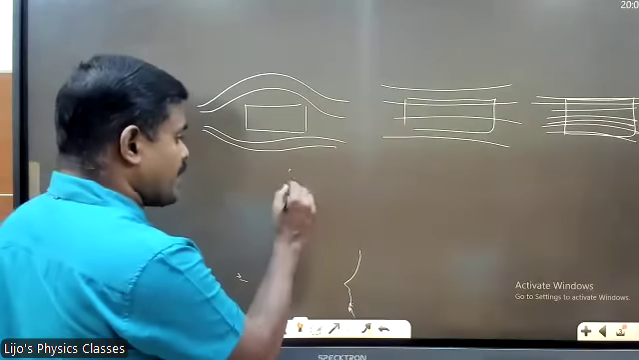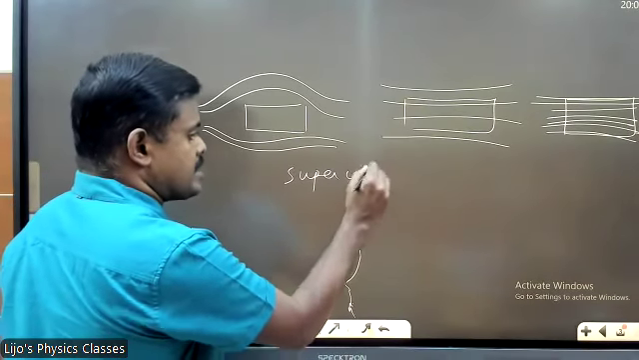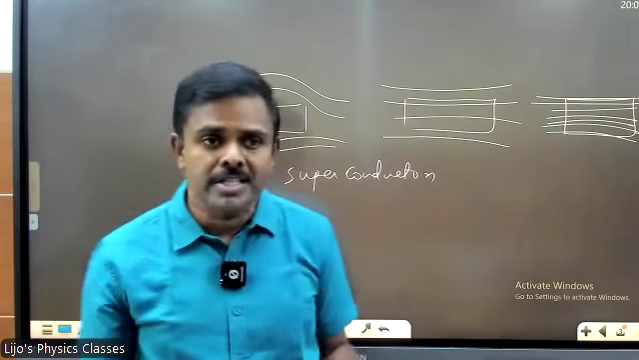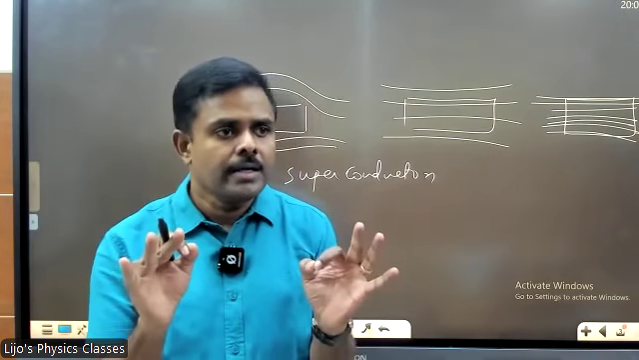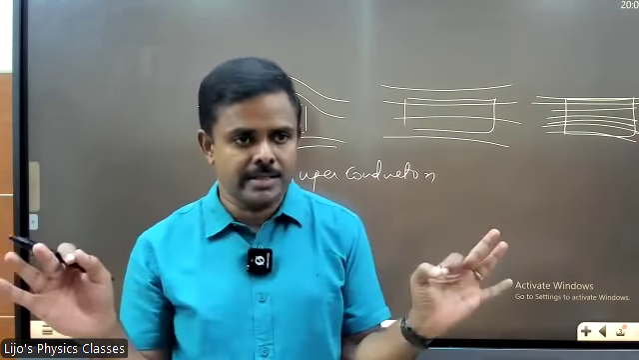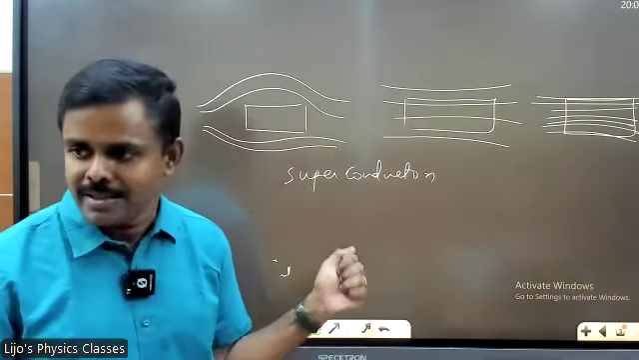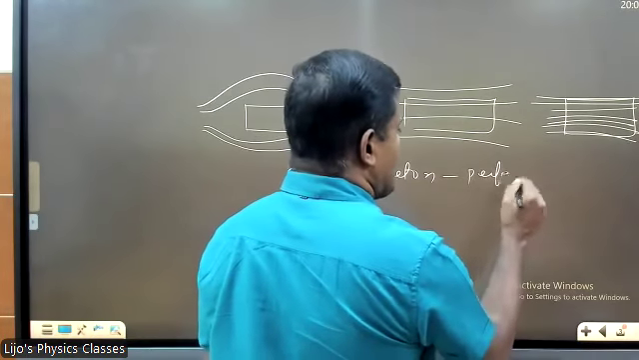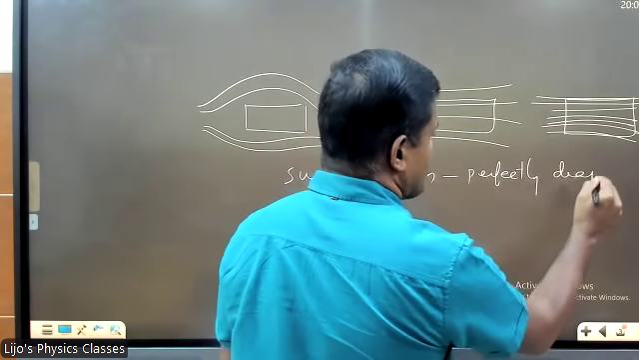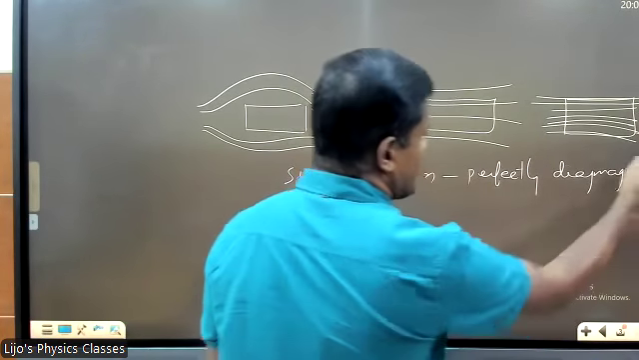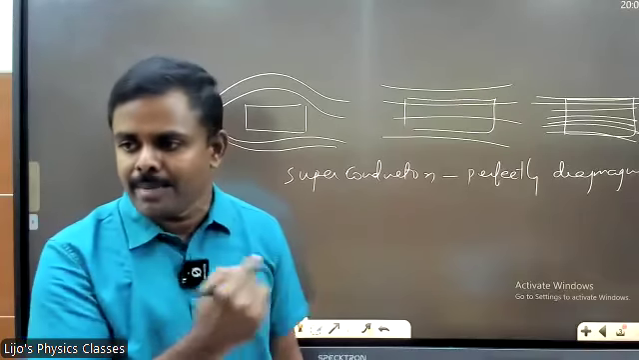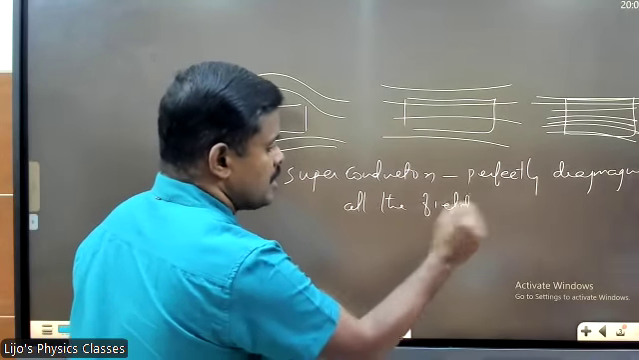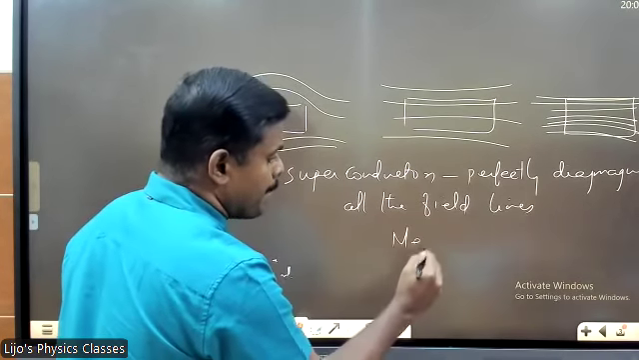But anyway, superconductors are perfectly conducting, with no resistance at all. Such resistance-less conductors are called superconductors. They have zero resistance. Superconductors are perfectly diamagnetic all the time. Never ever forget this. It is one of the most important statements in the chapter. Superconductors are perfectly diamagnetic, so they expel all the field lines. This phenomenon is known as the Meissner effect.